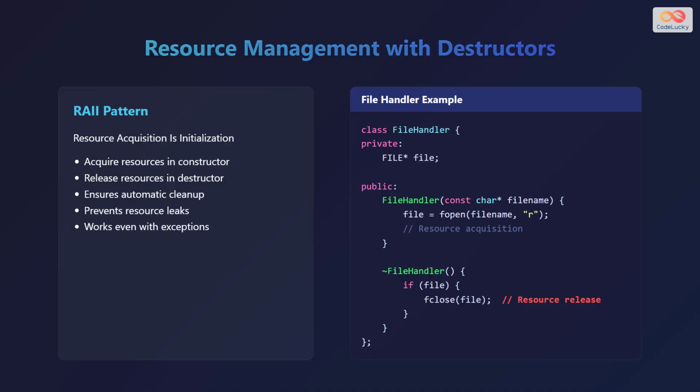Secondly, for explicit deletion, when a dynamically allocated object is deleted using the delete keyword, its destructor is called. For example, a pointer PTR of type resource is created using the new keyword. Later, when delete PTR is called, the destructor of the resource object pointed to by PTR will be called.